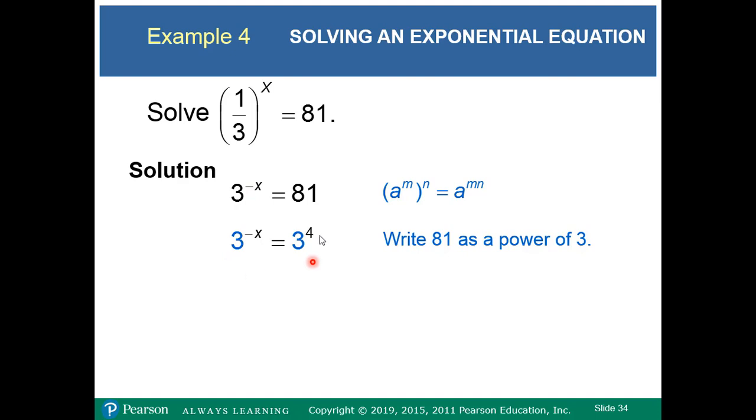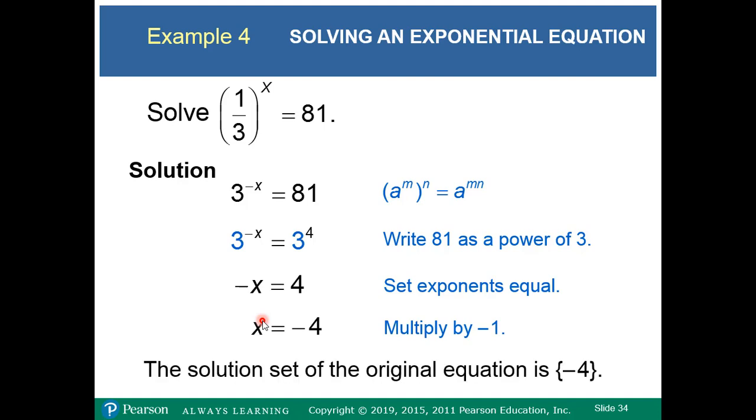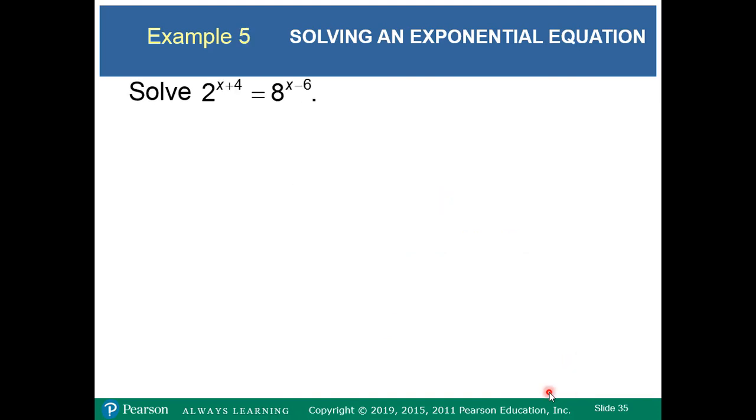So this works for exponential functions, right? If we've got two exponential expressions where the bases are the same and they're equal to each other, then that must mean that the exponents must be equal to each other. And so -x has to equal 4. And if we solve this, that means x has to equal -4. And we're done. We solved it. So the solution set of the original equation is just -4. So x equals -4 will work.